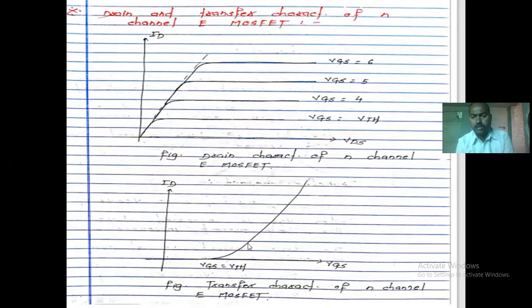So there is formation of a channel between the source and the drain terminal. Due to the formation of more and more channel, as we increase the gate to source voltage more positive, more and more current flows through the device. This will be the drain characteristic of the n channel.